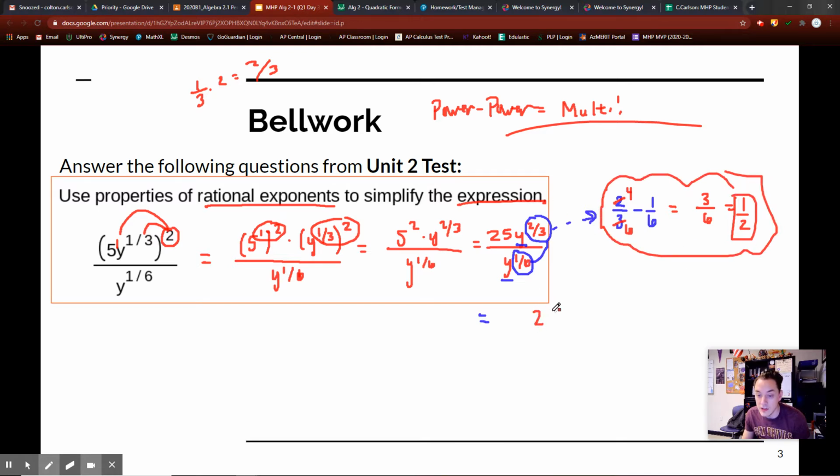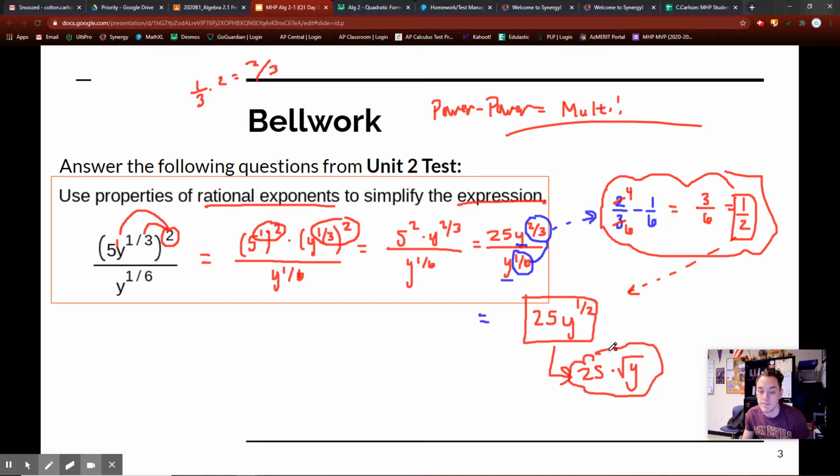So now what I have is 25 times y to the 1/2 power. This is my final answer. You can also write it as 25 times radical y. You can also write it that way. Okay? Tricky just because of the exponents there. Let's erase and move on.